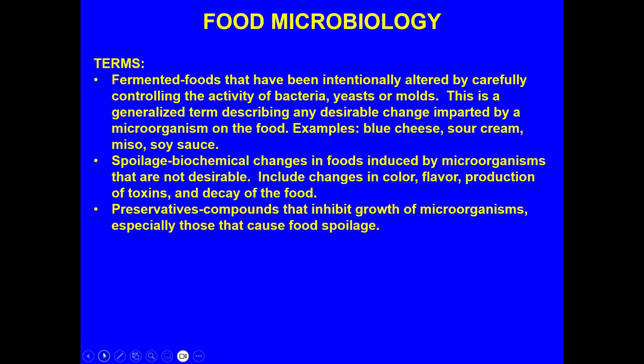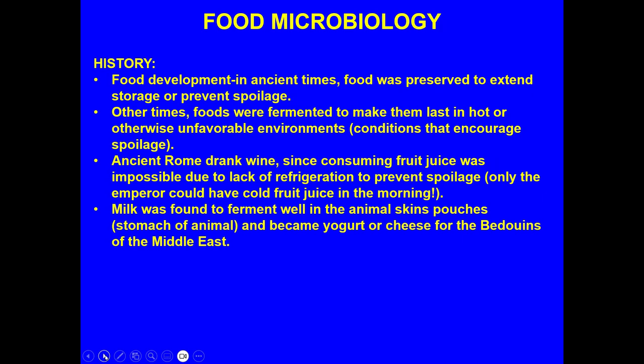Okay, let's go on here. So let's take a look in history and how did they handle preventing food from being spoiled? When you look at ancient times, food was preserved to extend storage or prevent spoilage. Some individuals would mix it with salt. That's why salt was so absolutely important in ancient times, because it would create the conditions necessary to inhibit organisms from making foods go bad. But another way to do it is to have foods fermented to make them last in hot and otherwise unfavorable environments, those conditions that would encourage spoilage.